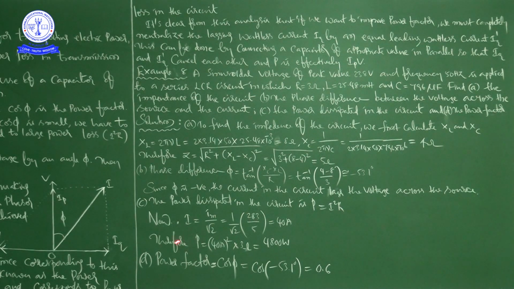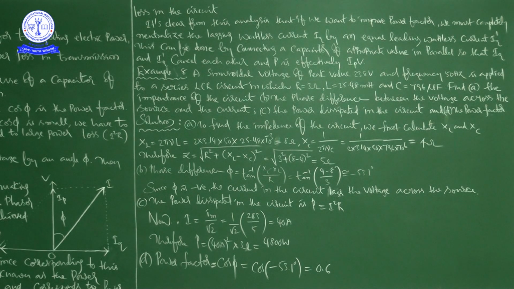Now see, the power dissipated in the circuit, the formula is P is equal to I square into R, no? And you know I is equal to Im by root 2, 1 by root 2 into Im, which means V by R, no? R means here impedance. R means resistance, okay, but we should not call it resistance; here we have to use the word impedance. So impedance we already got as 5. So 238 by 5 will be given as 40 amps. Now therefore P is equal to I square into R, so 40 whole square into 3 will give us 4800 watt.